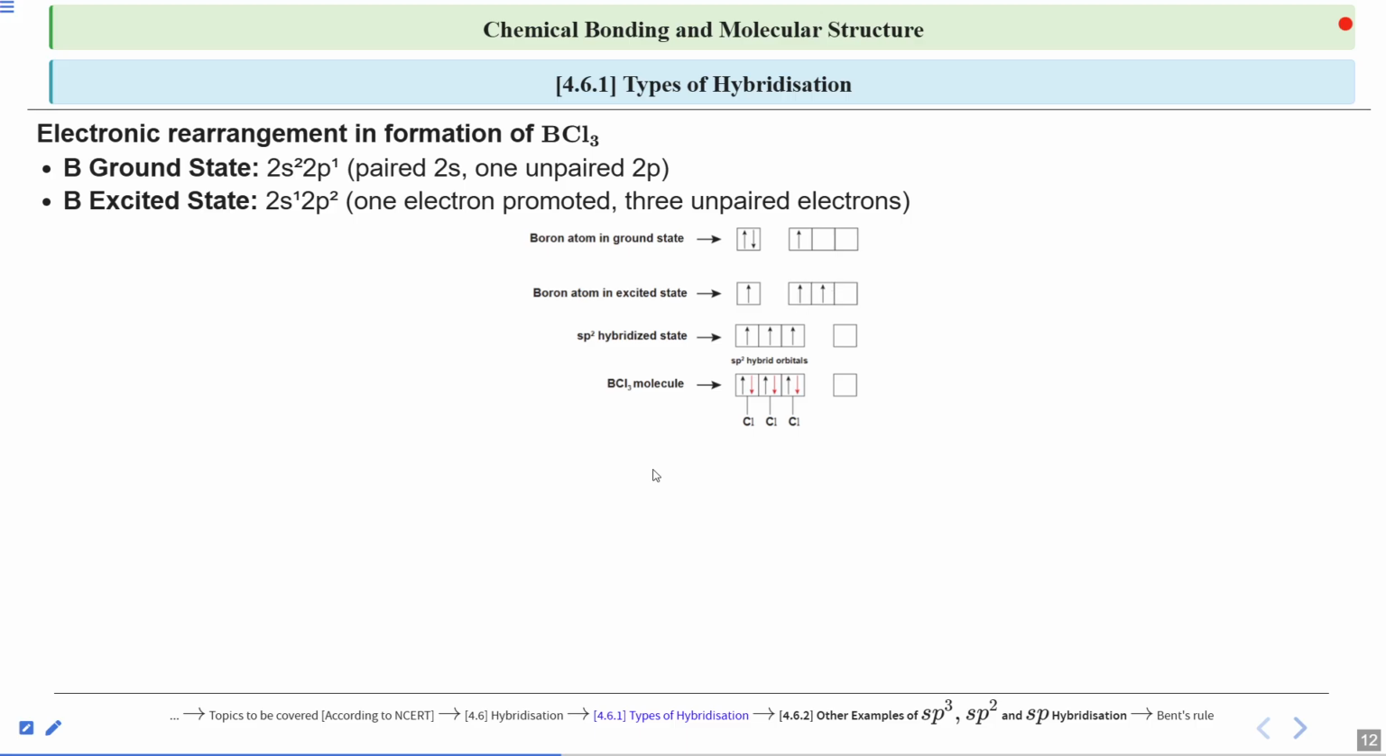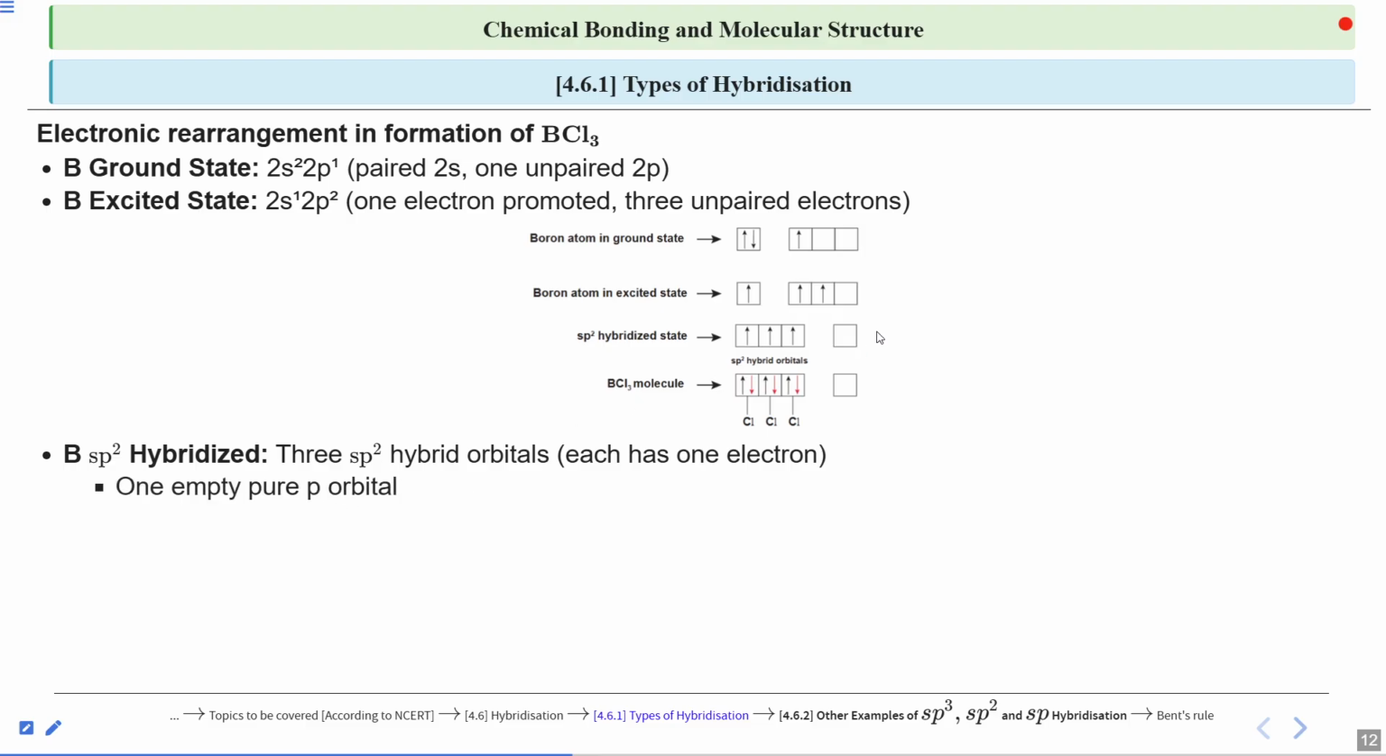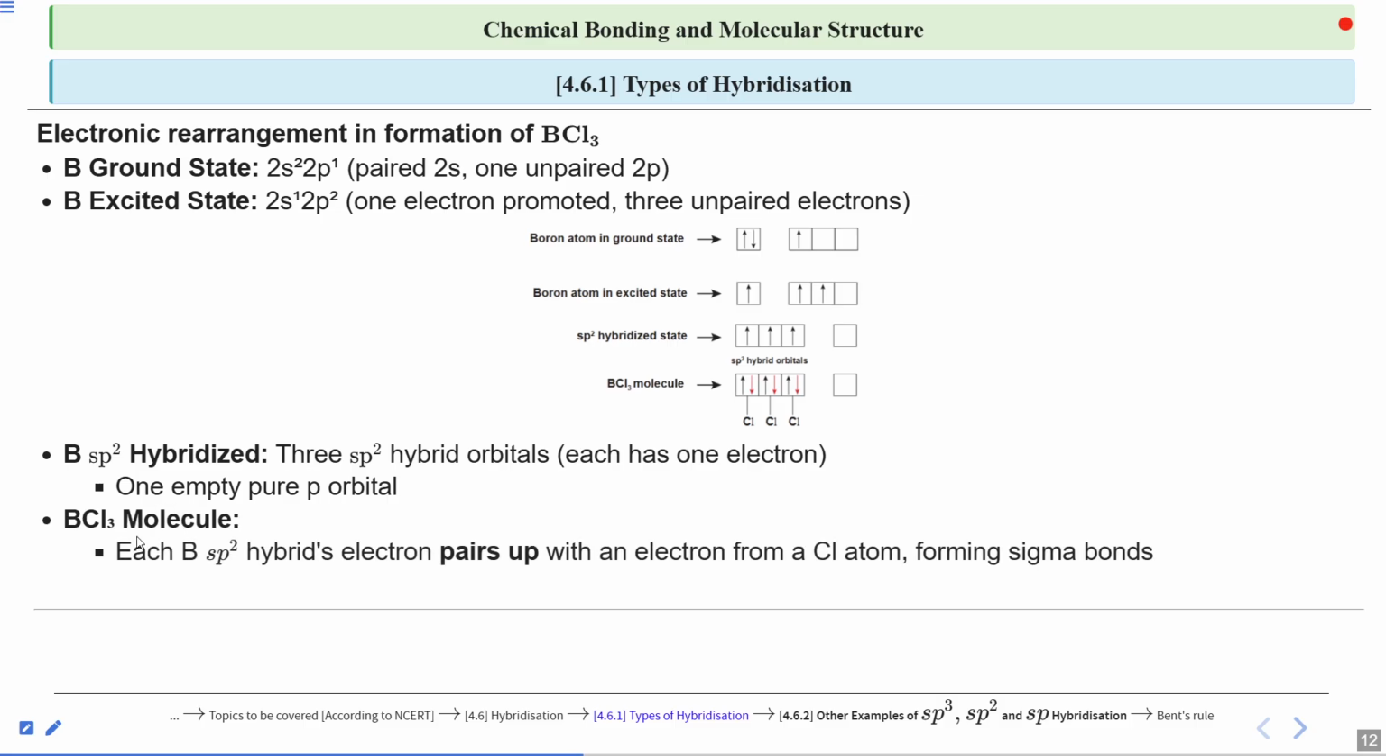In the next part, what will happen? The two p orbitals and the one s orbital will combine to form the sp2 hybrid orbitals, which will be singly occupied. Then one pure p orbital will be left here. Now for the formation of BCl3, what will happen? In the next step, each chlorine atom will pair up with the single electron of the boron to form 3 sigma bonds. Okay? I hope this is clear to you.